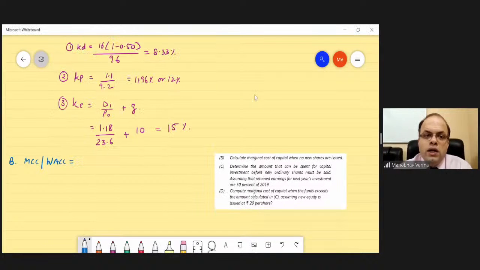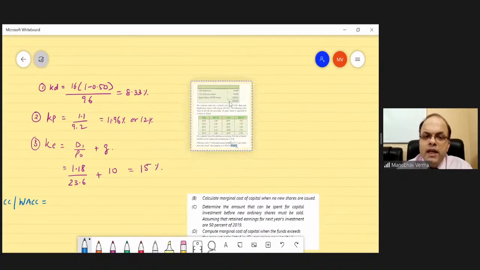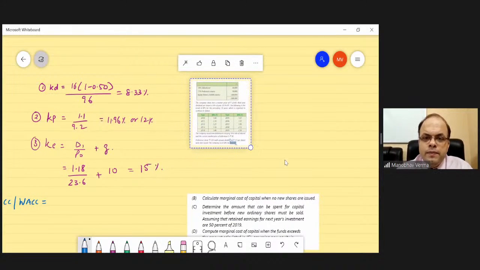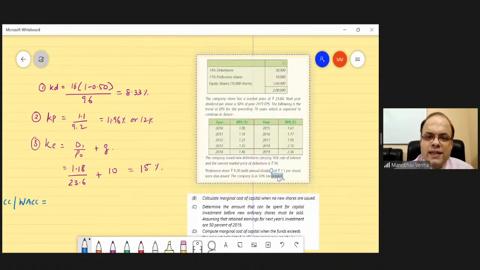So what is the answer, guys? Anyone who has calculated? Anyone who has calculated that based on the weights? So I just plotted the weights again for your reference.